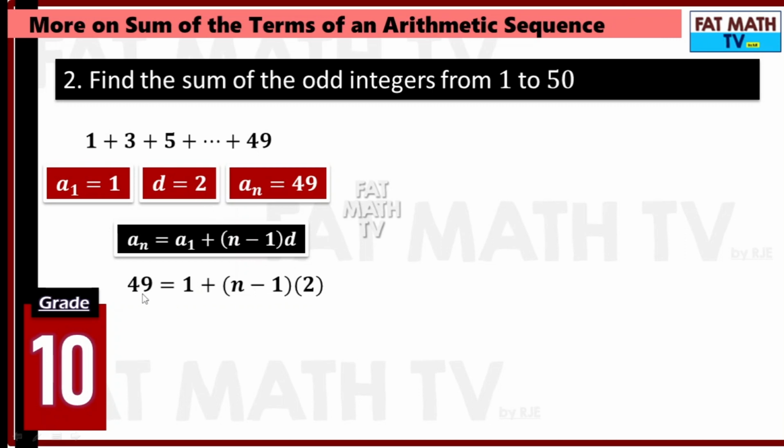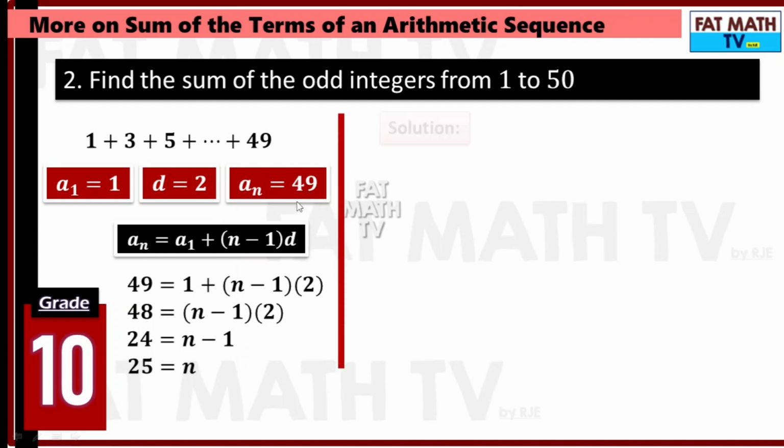And then add negative 1 to both sides of the equation. You will get 48 here equals, this one will be 0, n minus 1 times 2. So divide both sides by 2. 48 divided by 2, you will get 24. So you'll be left with n minus 1 here on the right side. And since there's a minus 1 here, add 1 to both sides of the equation. You will get 25 equals n. So this 49 is the 25th term.